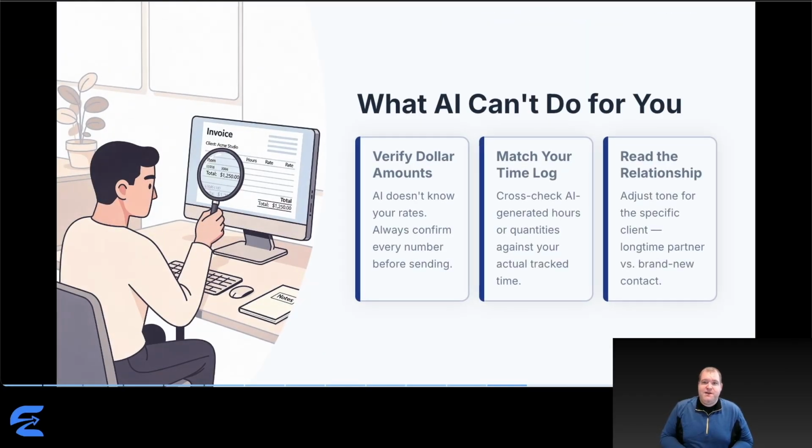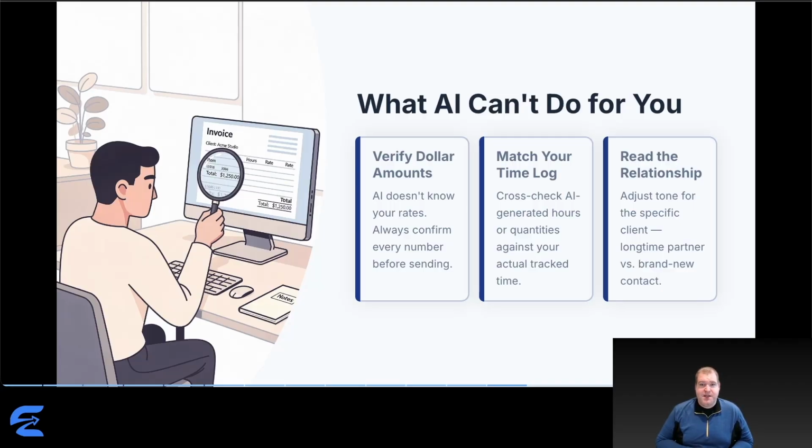Three things still need your attention before the invoice goes out, and none of them are complicated. Dollar amounts. AI leaves placeholders because it has no idea what your rates are, and that's by design. You fill those in from your own pricing structures. Hours and quantities. Cross-check what AI produced against your actual time log before you send. If the note said revisions times 2 and the output says 2 rounds, that's fine. But if the quantity looks off, that's yours to catch.